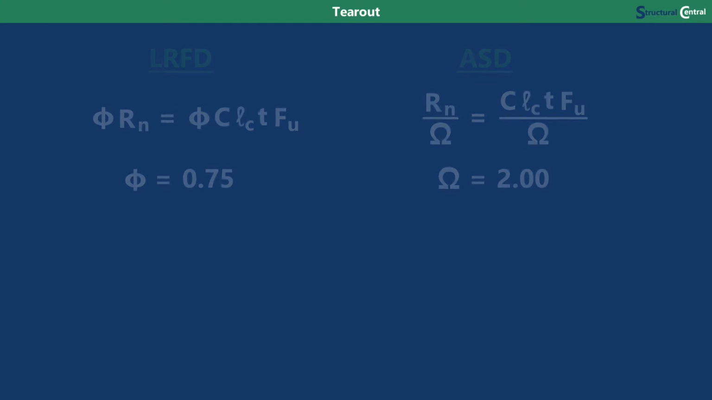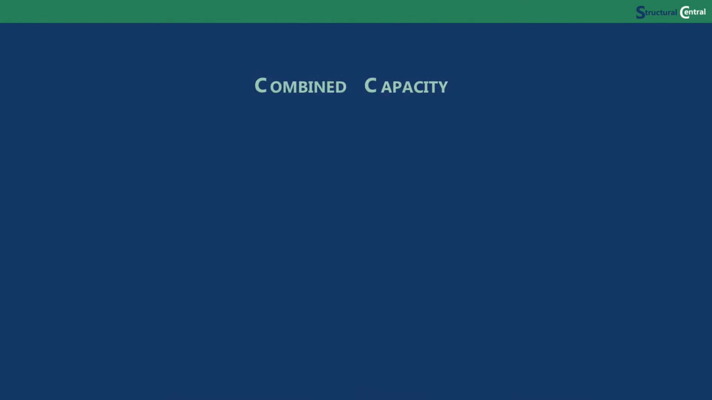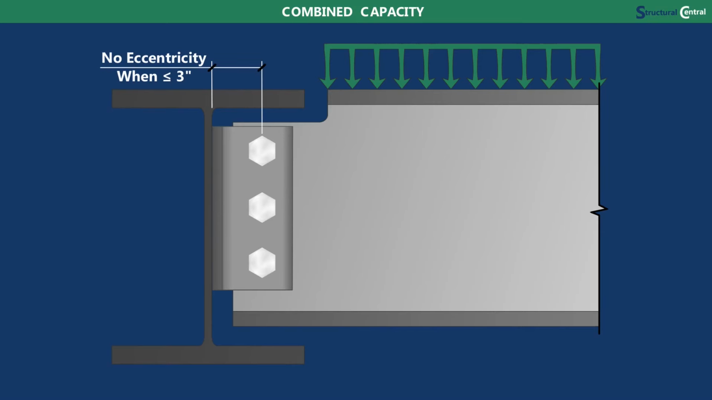Now that you know how to determine the strength for each limit state, we can discuss how to account for all of them when determining the total strength of the bolts. Say you have a single angle connection that is bolted at the beam. If you have a single row of bolts with standard holes that are located 3 inches from the support, an eccentricity does not need to be considered. The beam end reaction will get split up amongst all of the bolts.